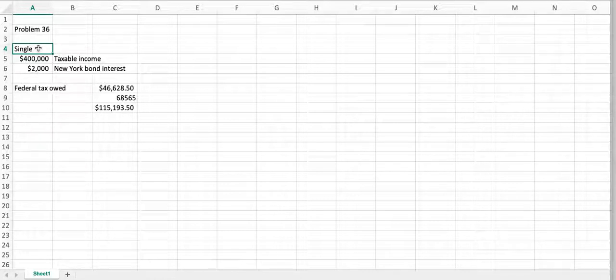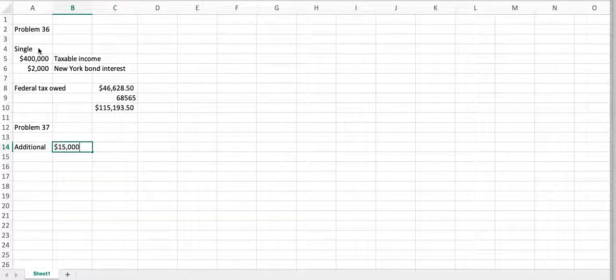Now we're going to look at problem number 37, which is based on the same facts. And I've mentioned, I think in the intro video, that people will often ask you, what tax rate will I be taxed at? Well, it depends. And so there's terminology that we use in tax, and one of those is called a marginal tax rate. And so what we're looking at is if this person earns an additional $15,000, what is the marginal tax rate? In other words, what would she be taxed at?